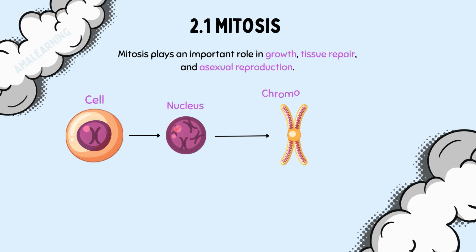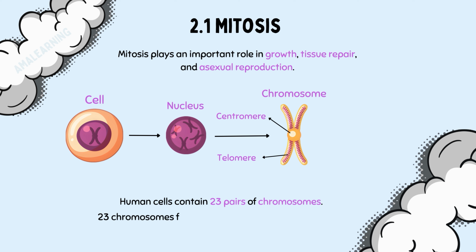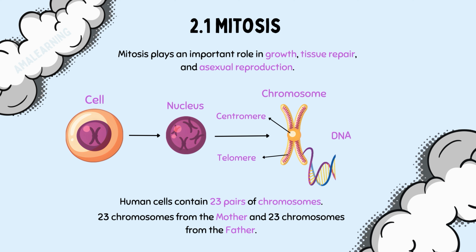The nucleus contains chromosomes. Human cells contain 23 pairs of chromosomes, 23 chromosomes from the mother and 23 chromosomes from the father. If we unravel the chromosomes, we will get long chains of DNA. The DNA is made up of genes. Each gene provides the code for a different protein. Our body is made up of lots of proteins, so we have a different gene for each protein.